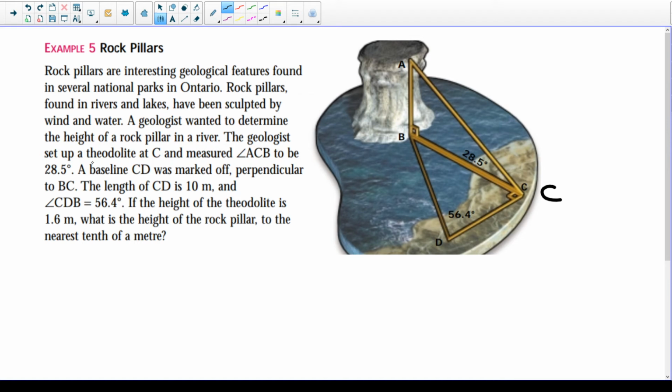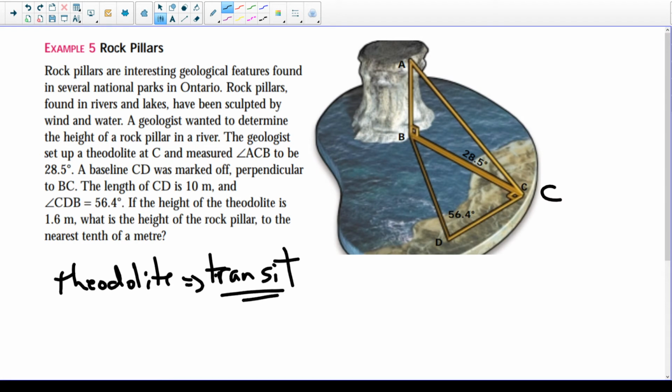The other thing is, what the heck is a theodolite? I've heard the word theodolite used interchangeably with another word. I had to actually look it up because I hadn't heard the word theodolite in a long time. The word I usually hear is transit.